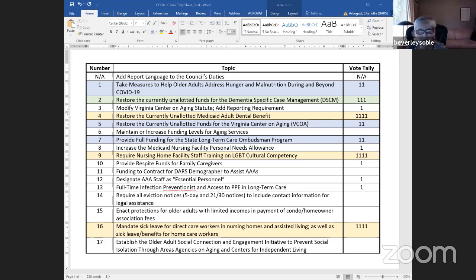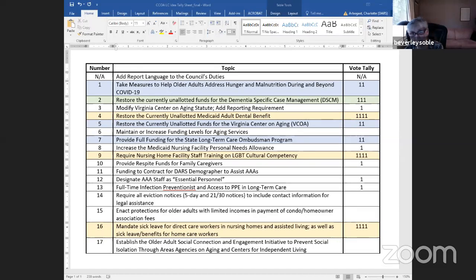This is Beverly. I would like to just ask a question. I see that, and we have discussed this many times, about requiring nursing facility staff training. But we have an awful lot of people now who reside in assisted living. Are we determined to limit this to nursing facilities? Because we have a preponderance of people in assisted living now.